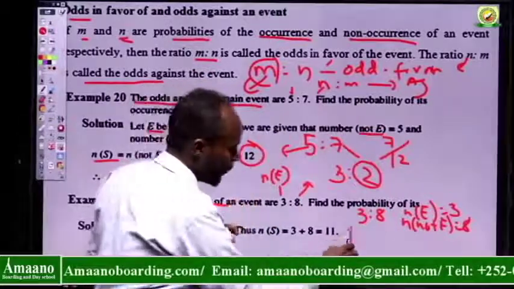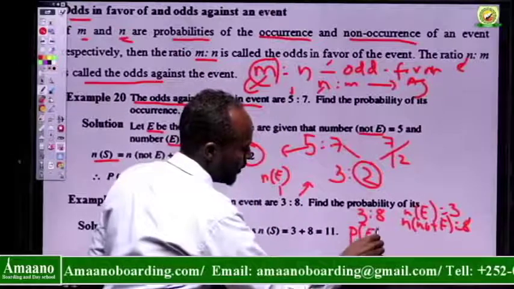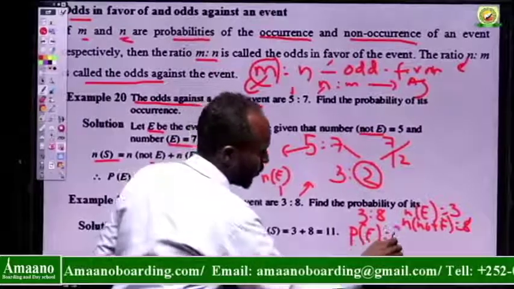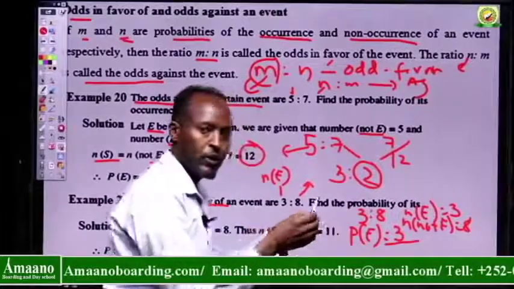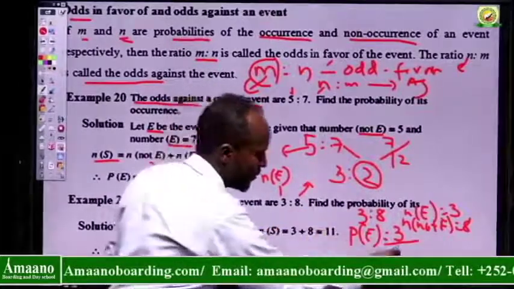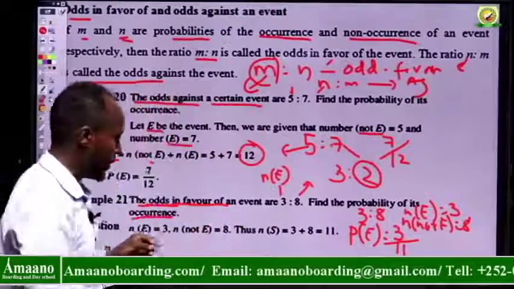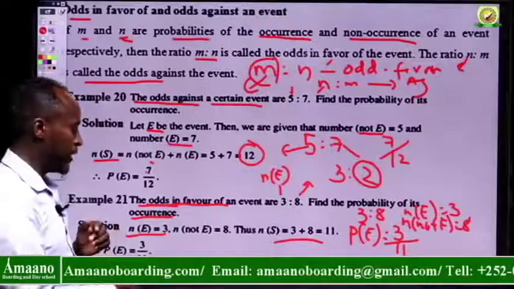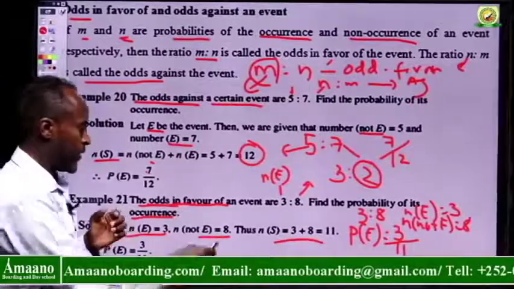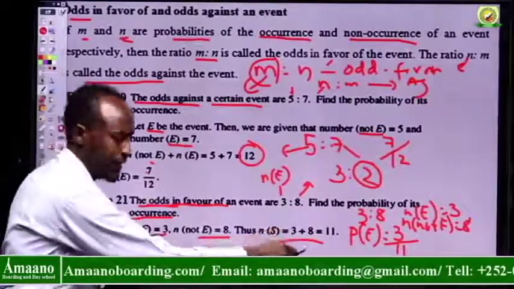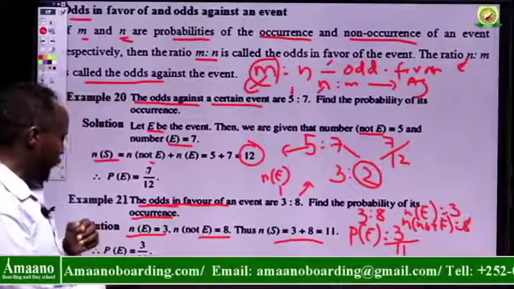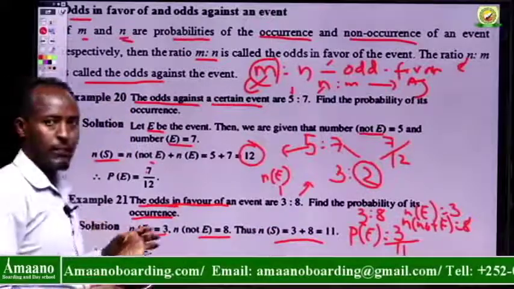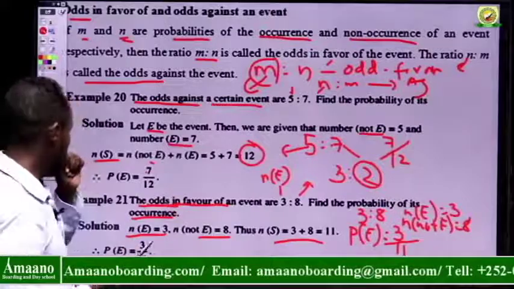Therefore, probability of getting our event E is the number of ways E can occur, which is 3, divided by the total number of ways. Simply add them, it is 11. That is 3 divided by 11. Look here. N of E is 3. Not E is 8. Sample space is 3 plus 8, which is 11. Therefore, probability of getting E is 3 divided by 11.